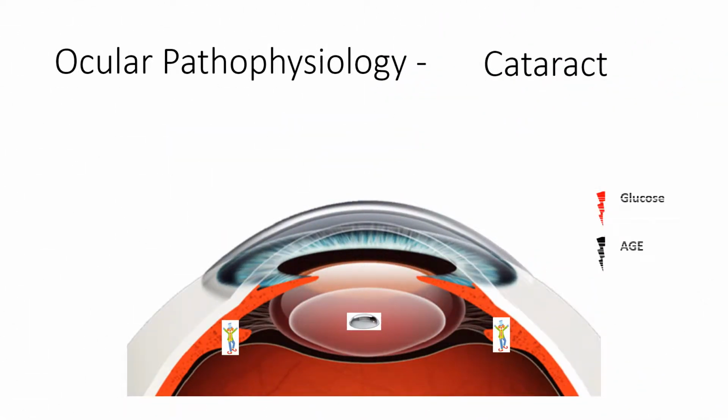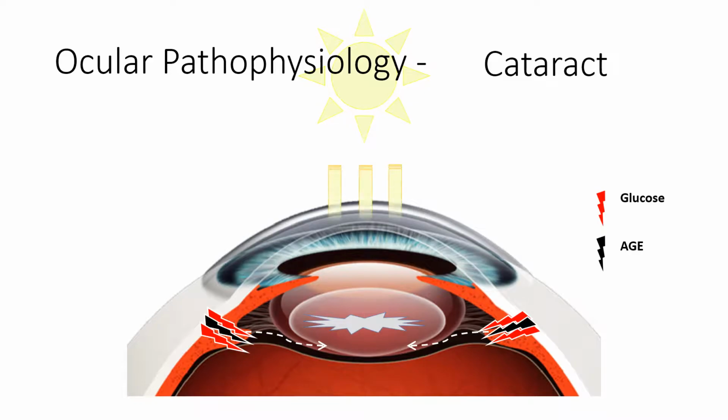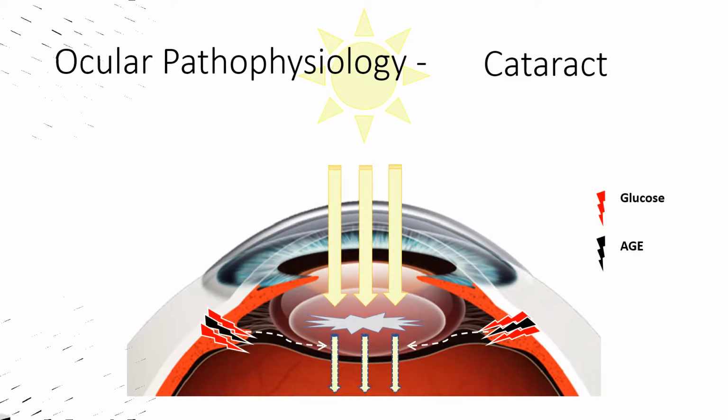The ciliary body produces a fluid that circulates around the crystalline lens. When excess glucose and advanced glycation end products are present, reactions within the lens cause an opacity, which forms a cataract. Cataracts cause vision loss by allowing less light to enter the eye.